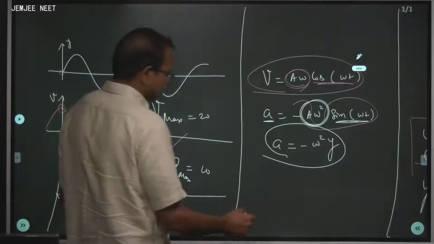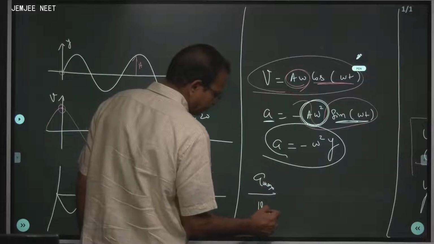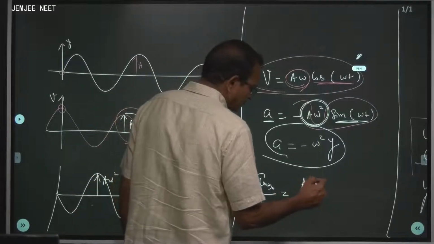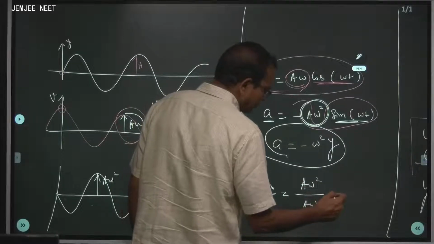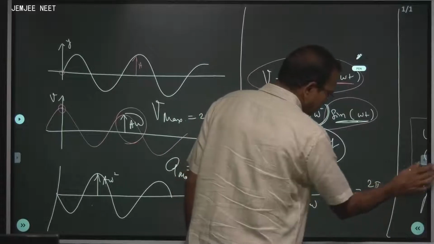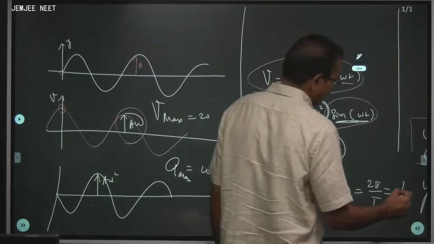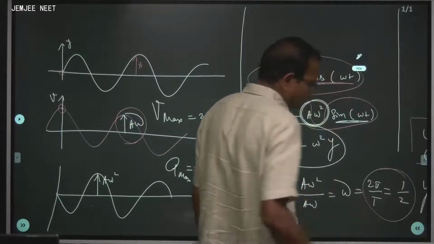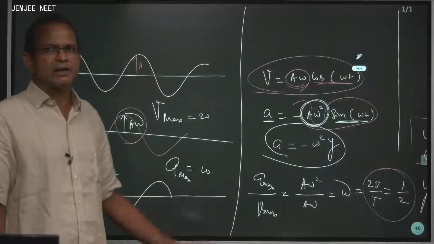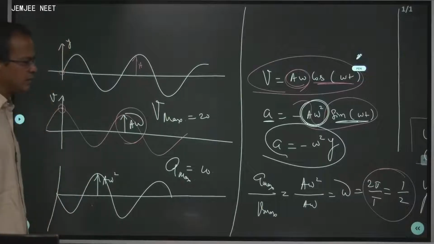In this case, a max by v max is given by A omega square divided by A omega, which is nothing but omega, which is nothing but 2 pi by T, which is found to be, according to my data, 10 by 20, therefore 1 by 2. From this you can very well find the time period of simple harmonic motion, so many seconds you can calculate. Got the point?